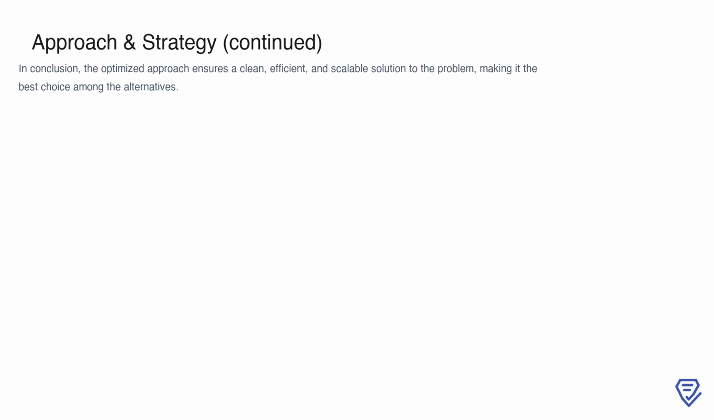The trade-offs, such as additional memory usage, are minimal compared to the benefits of reduced time complexity and improved robustness. Overall, this approach allows us to handle edge cases effectively, avoid unnecessary computations, and maintain the integrity of the tree structure, making it the best choice among the alternatives considered.